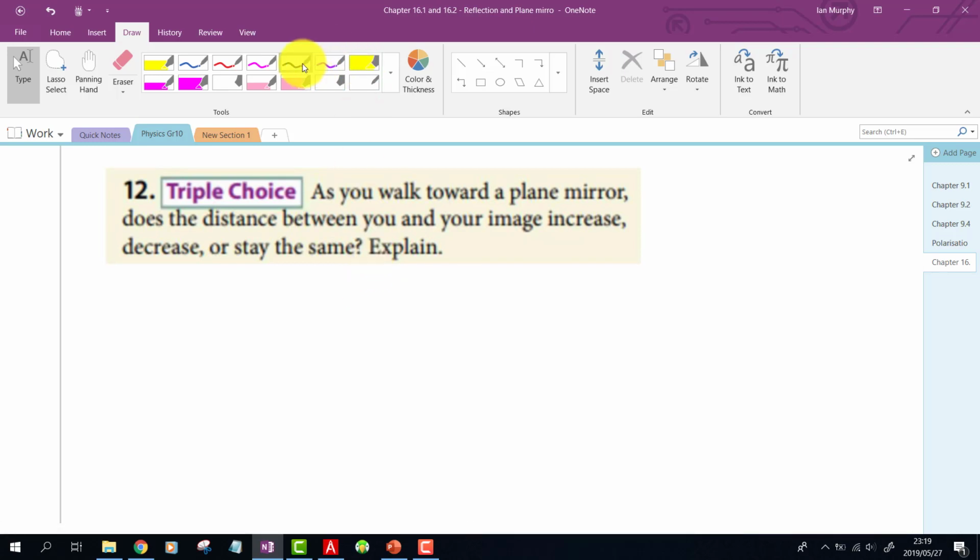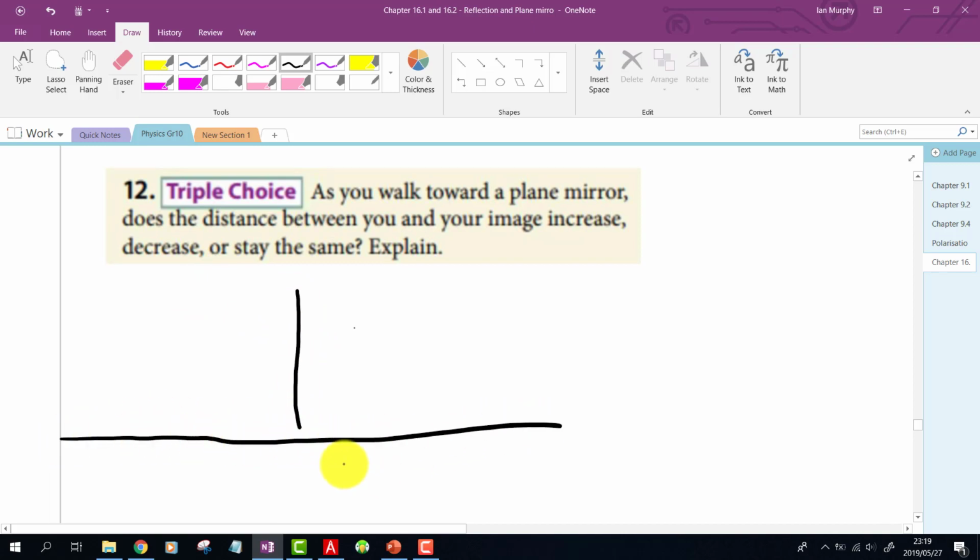Okay, so again, I'd advise you to start by drawing an image, a diagram. Let's say this is the mirror. Here we have the floor. Let's say we start at this position right here. Okay, and then we are moving. We're going to walk closer, and we are going to end up over here.